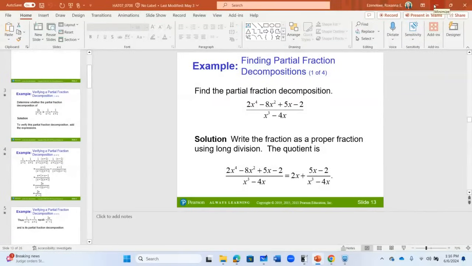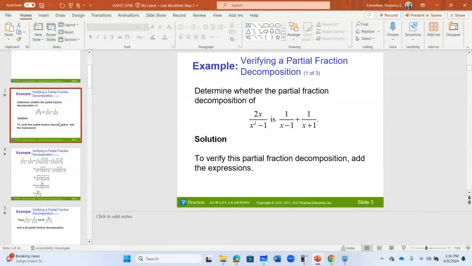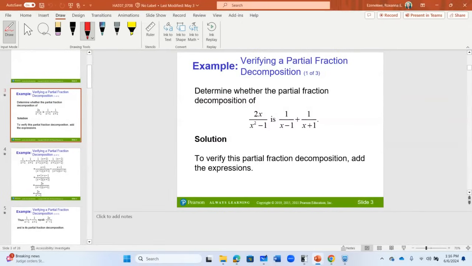Let's see the first one. This is verifying a partial fraction decomposition. First of all, they give you an easy denominator. You can look at that denominator and see that it is a difference of 2 squares. So you can see x minus 1 and x plus 1. So they just decomposed it, but how did we get it to be 1 over that?